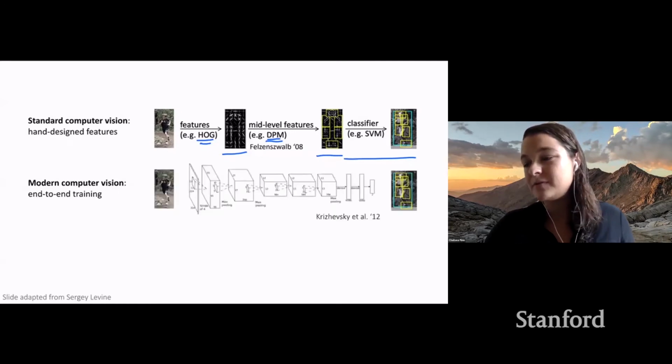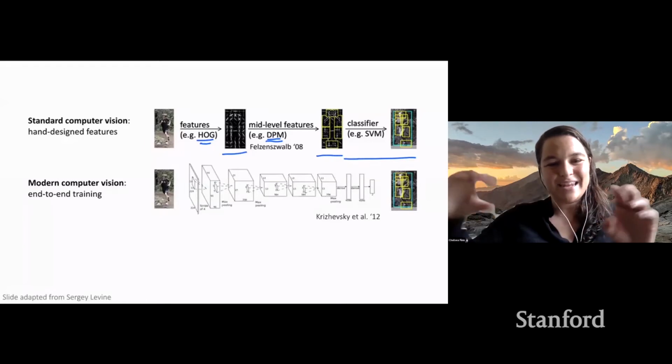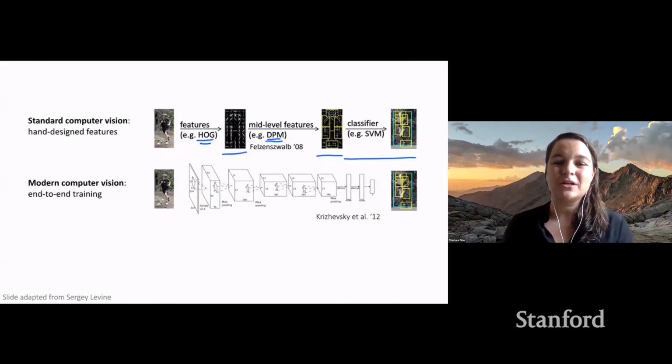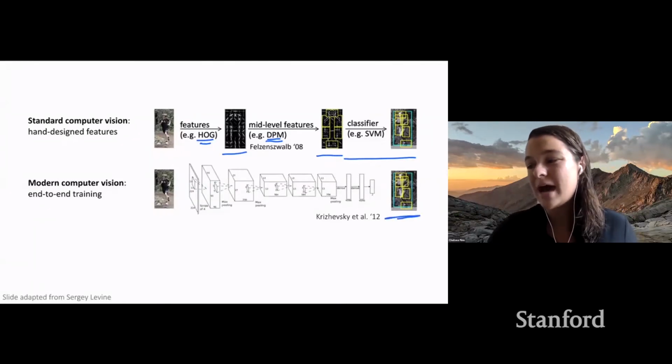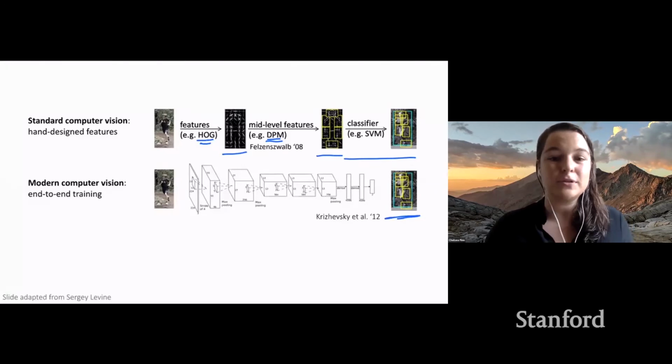So what modern computer vision systems do is they take this pipeline model, take a big neural network and train this neural network end to end for the task of predicting poses of people or whatever you want it to output.